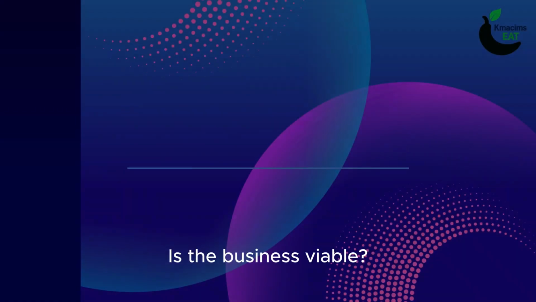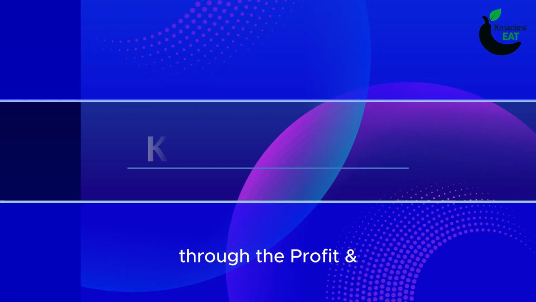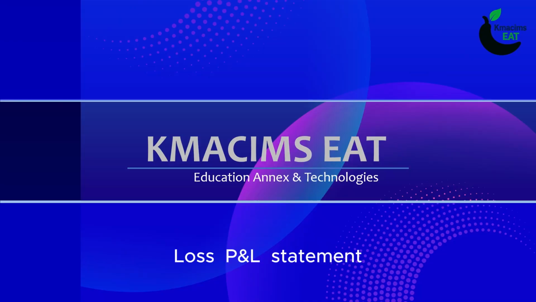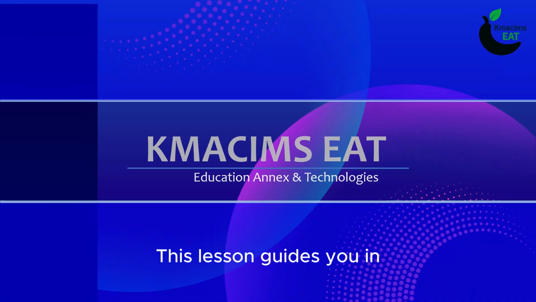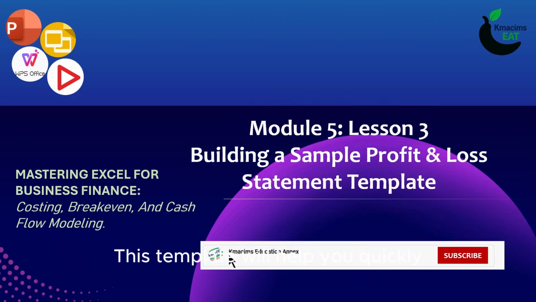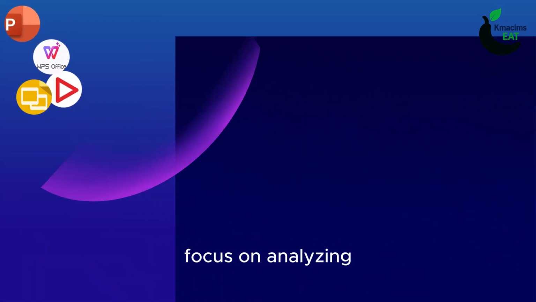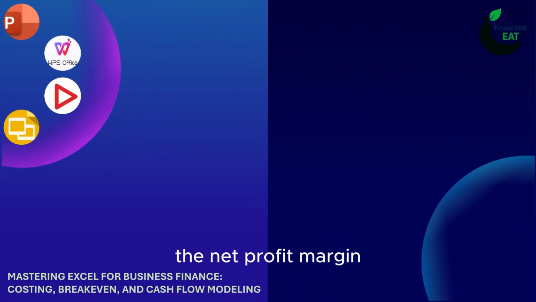Is the business viable? Stakeholders assess viability primarily through the profit and loss (P&L) statement. This lesson guides you in creating a professional P&L statement template. This template will help you quickly evaluate your business's financial health. We will use the Greenleaf Bakery data from Module 1 and focus on analyzing the net profit margin.